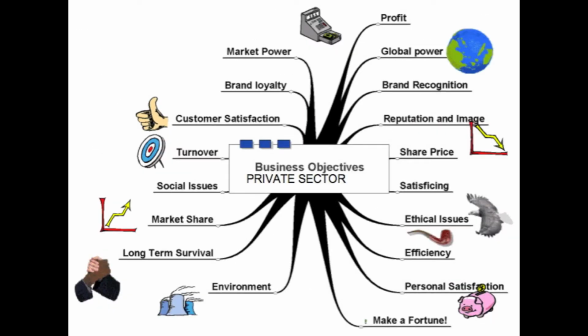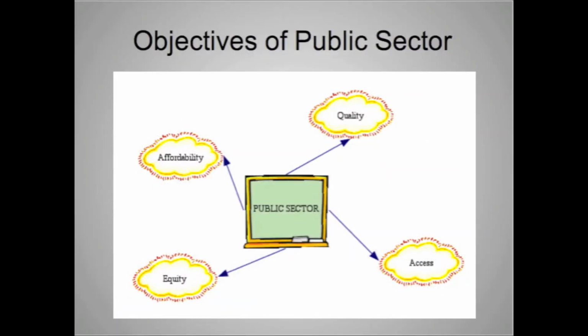These are some of the business objectives of a private sector: market power, brand loyalty, consumer satisfaction, turnover, social issues, market share, long-term survival, environment, profit, global power, brand recognition, reputation and image, share price, satisficing, ethical issues, efficiency, and personal satisfaction. We will now investigate more examples of a public sector, which include affordability, quality, equity, and access.